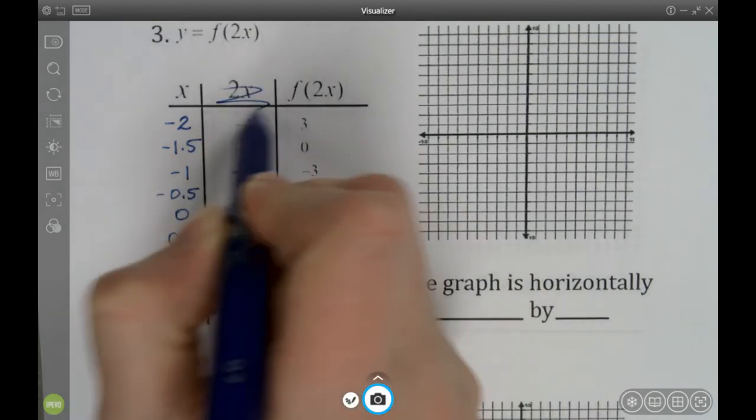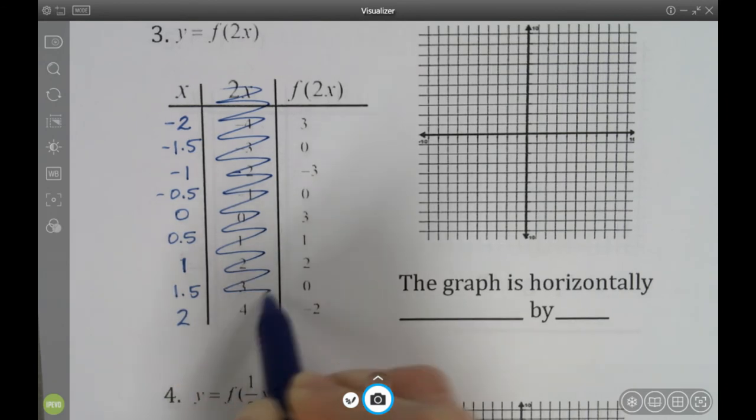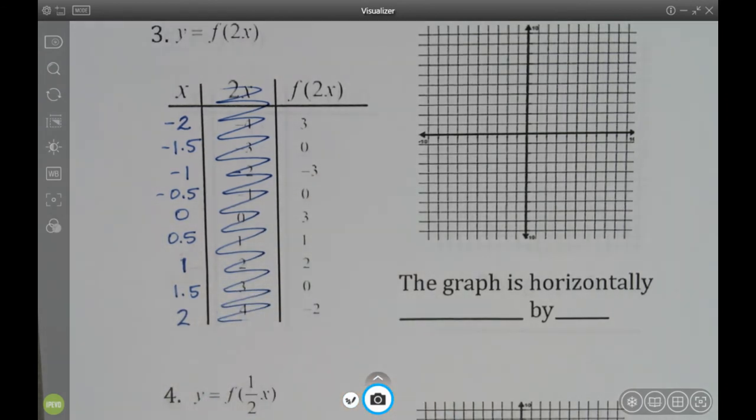Okay, then mark out your middle column and plot your points.